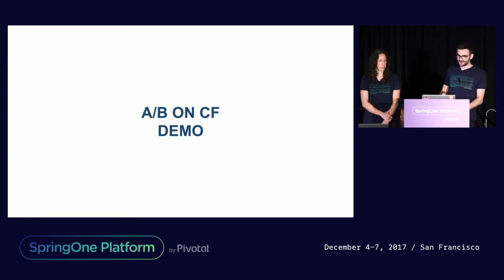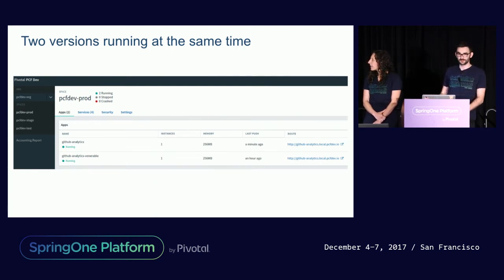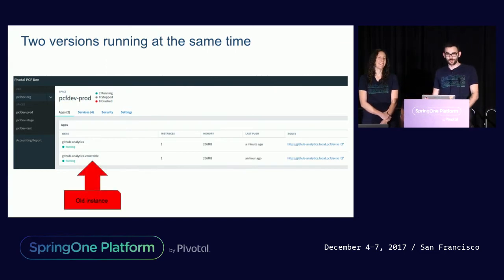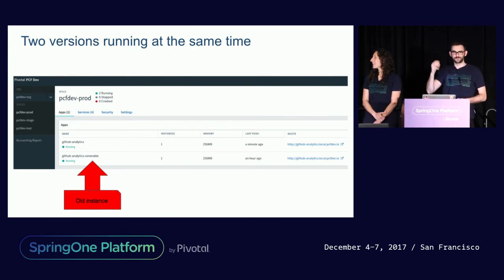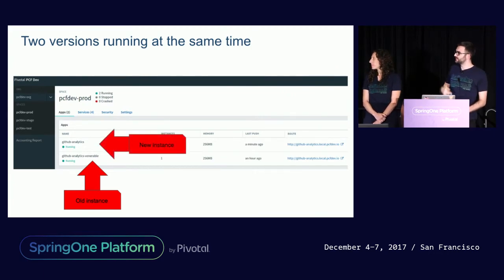So we're going to see a fantastic demo. This is the whole demo of how to do zero downtime deployment on Cloud Foundry. So if you can see anything, we have two applications, GitHub Analytics and GitHub Analytics Venerable. I'm Polish, I didn't even know what venerable means, but yeah, I took it from a plugin. Anyways, this is the old instance. So assuming that you had only GitHub Analytics on production, when you deploy the new version, GitHub Analytics gets renamed to GitHub Analytics Venerable. So this is the old instance. This is the new instance.